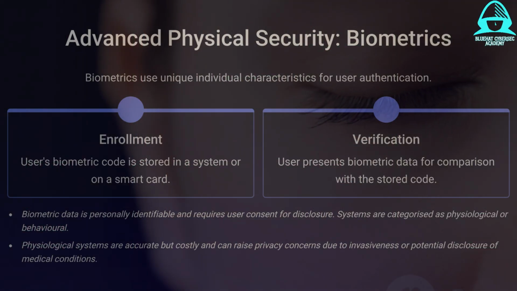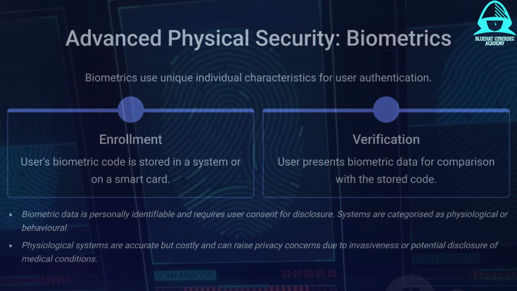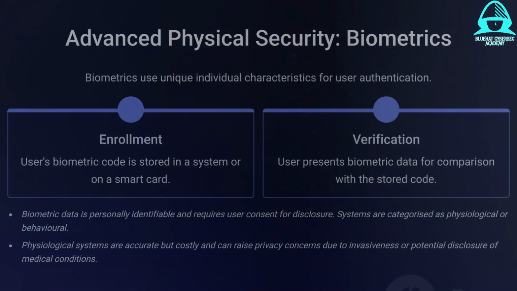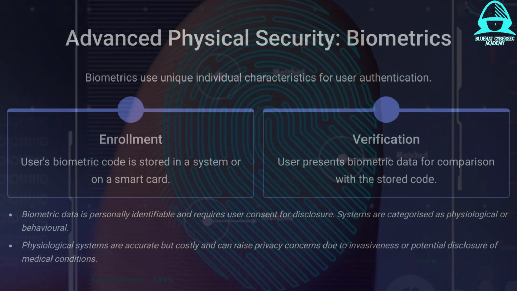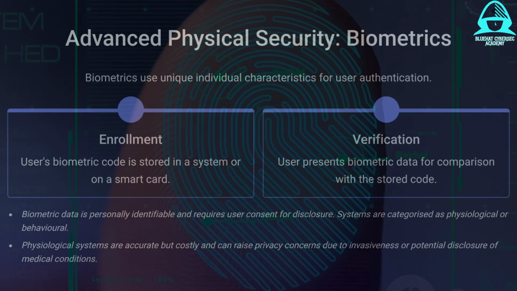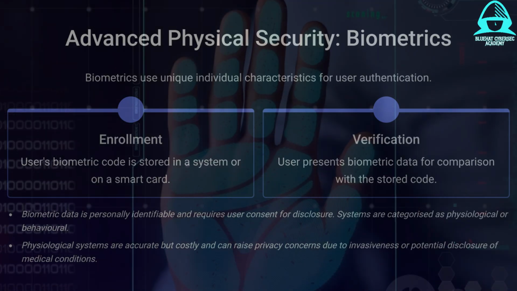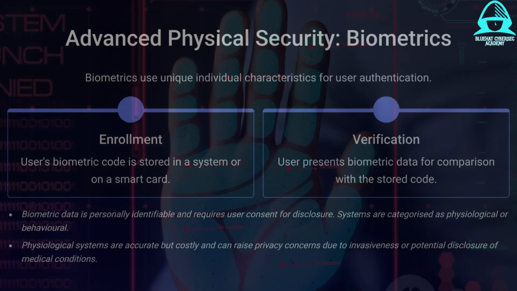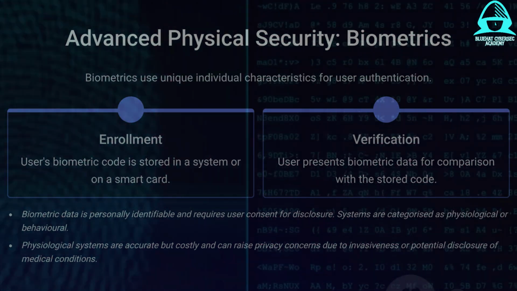Even though biometric data may not be secret, it is personally identifiable information and must not be revealed without the user's consent. Biometric systems generally fall into two categories: physiological and behavioral. Physiological biometric systems are considered highly accurate, but can be expensive to implement and maintain due to the cost of equipment and user registration. Some users may also be uncomfortable with biometric systems, considering them invasive or privacy concerns, as certain scans, like retina scans, can disclose medical conditions. Another challenge involves the sanitization of biometric devices.